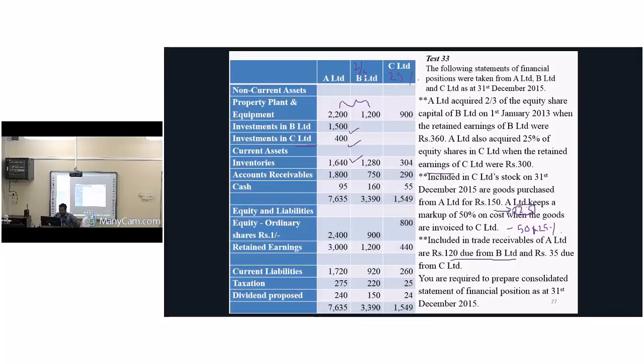Next one, about receivables. There is one adjustment for receivables here. Look, this one. Included in trade receivables of A Limited are 120 due from B Limited and 35 due from C Limited. Anyway, it's very clear. This 120 should be eliminated in full. This intercompany receivable from the subsidiary we have to subtract from the payable here. From this we have to subtract 120. This cancellation of intercompany receivable and payable, we already did, I think, last week and one week before. Understand?